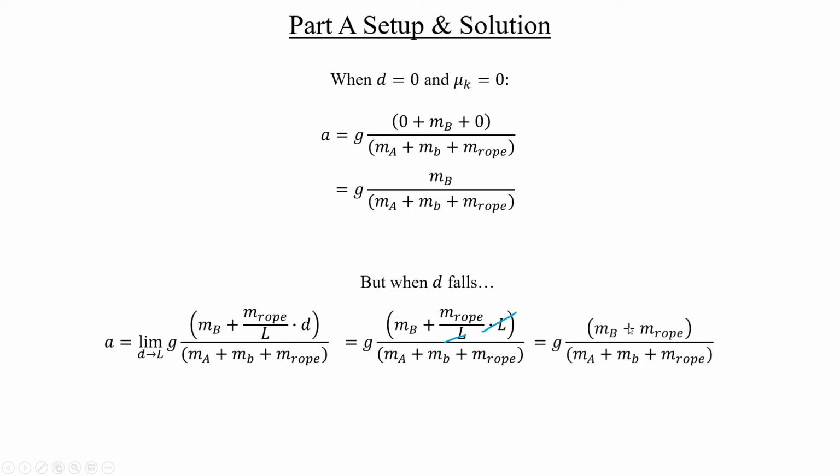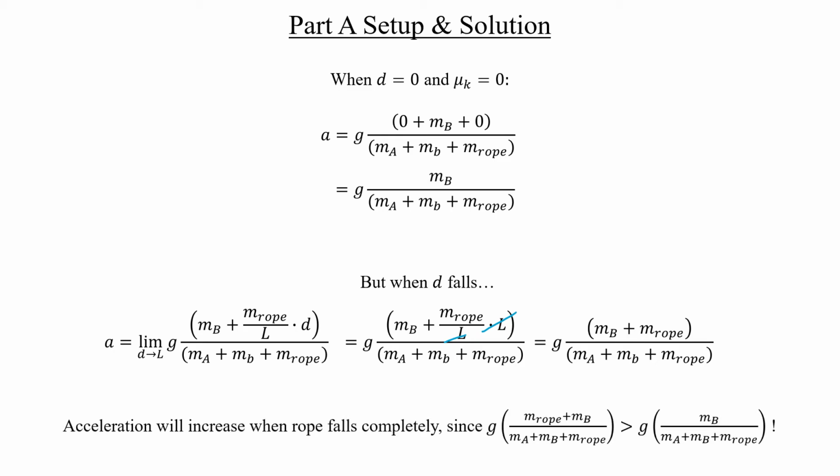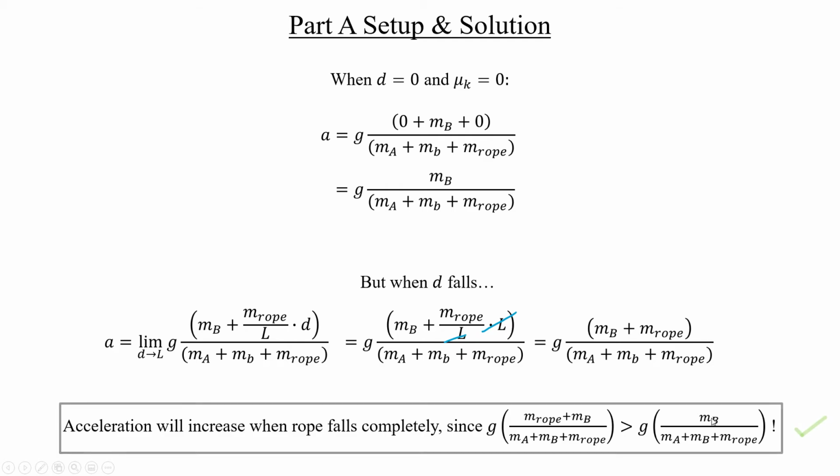So we're left with the following, which looks really similar to the last expression we had before the rope even fell, except now we have the mass of the rope in the numerator. So what's the answer to part A? Well, the acceleration increases when the rope begins to fall, because by the time the entire rope falls down, you get this term. You get a bigger numerator than this term when the rope hasn't fallen. And so that is the answer to part A.